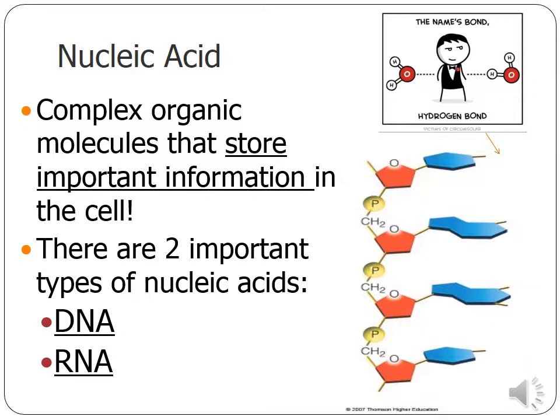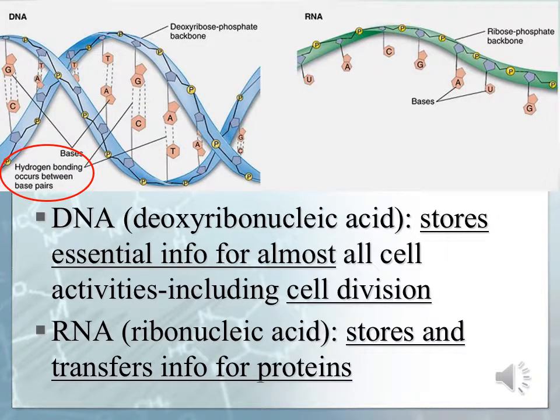A nucleic acid is a complex organic molecule that stores important information. There are 2 types, DNA and RNA. DNA is deoxyribonucleic acid. It stores essential information for almost all cell activities, including cell division. And when the nitrogenous base pairs come together, they make a hydrogen bond. So hydrogen bonds are formed in DNA. RNA is just ribonucleic acid. It's a different sugar. And it stores and transfers information for the proteins. We'll study more about DNA later.